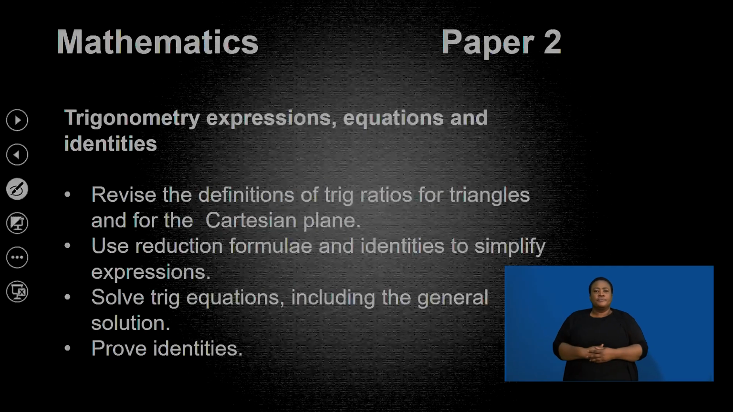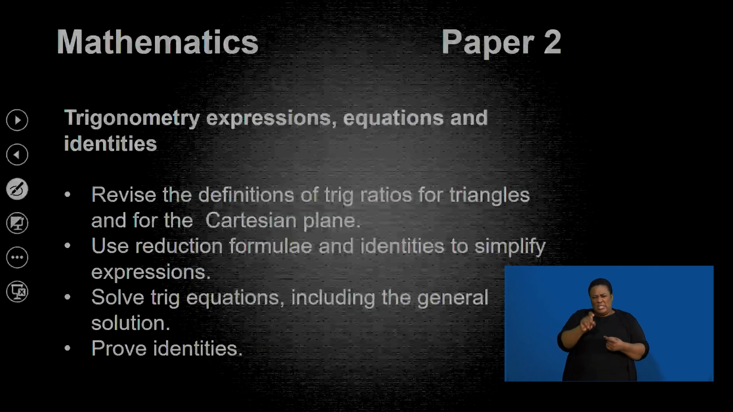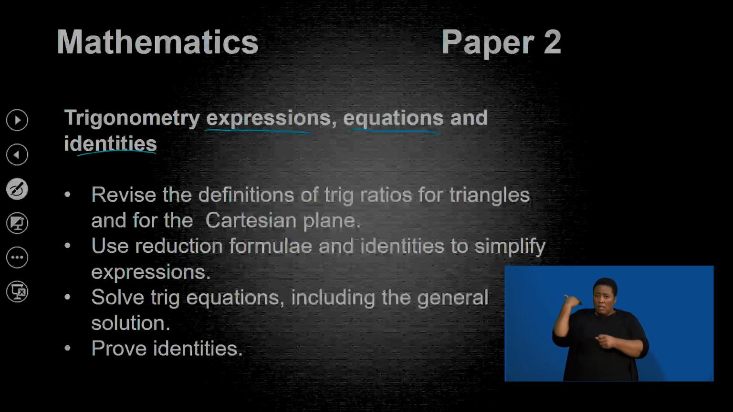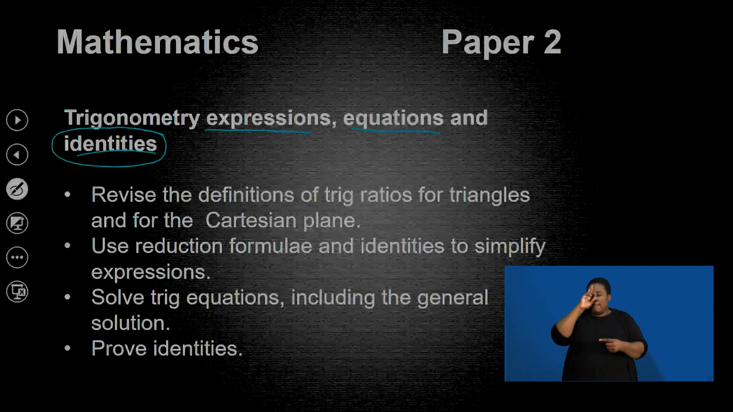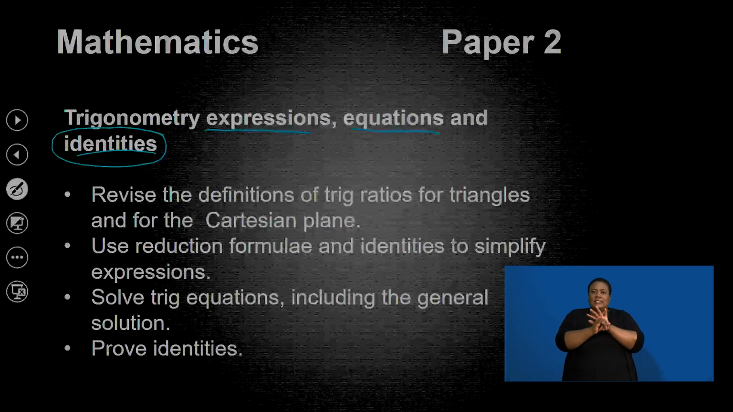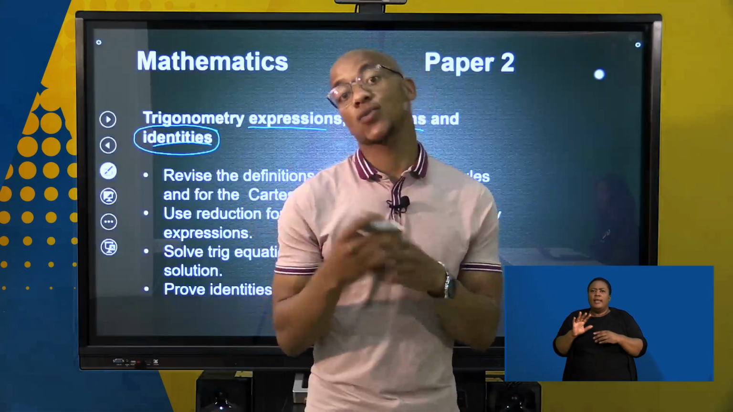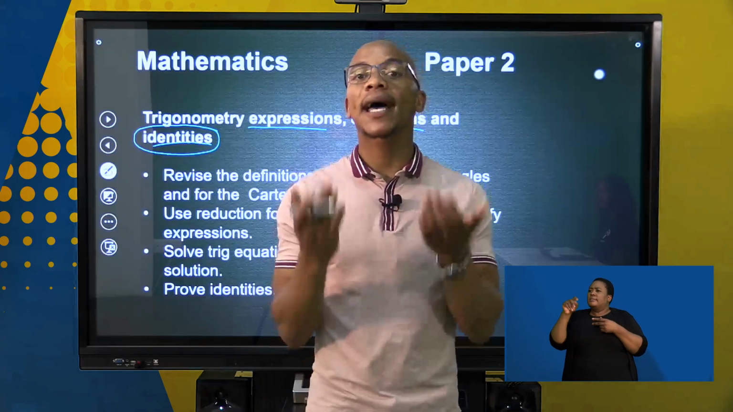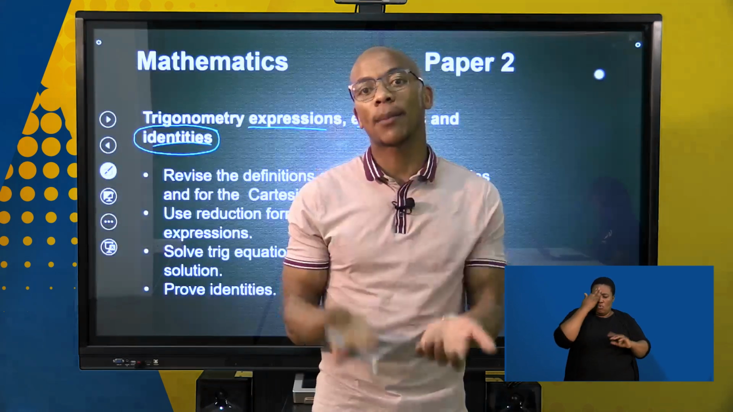Now, we're going to look at a concept that we found to be a problem over the years from the past papers, and that was trigonometric expressions, equations, and identities. Guys, remember, when we talk about identities, we're not only talking about sine squared theta plus cos squared theta is equals to 1, or tan theta is equals to sine theta over cos theta. No. Even the grade 12 identities, you please need to know them and know how to apply them.